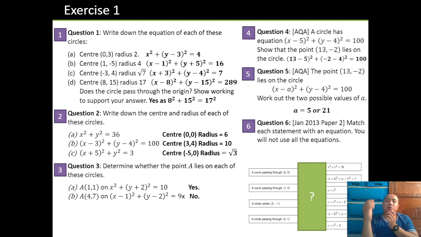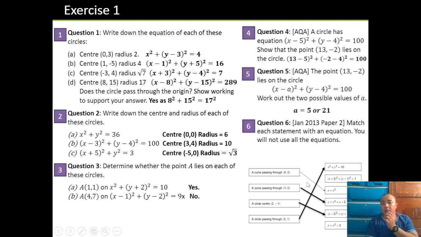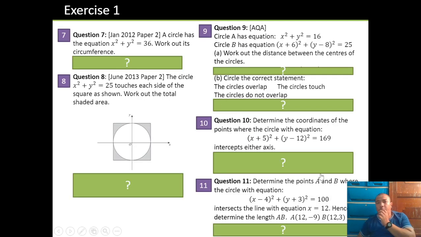Next, match each statement with an equation. You will not use all the equations. So, that's the matching type. Okay, what is this? Equation. Standard form of the equation of a circle.